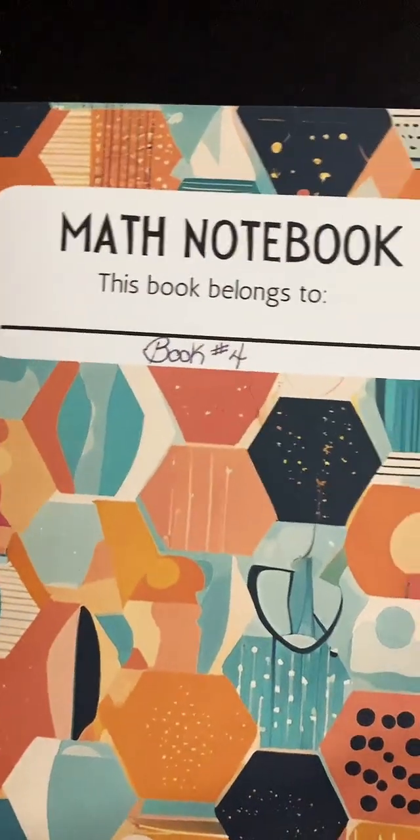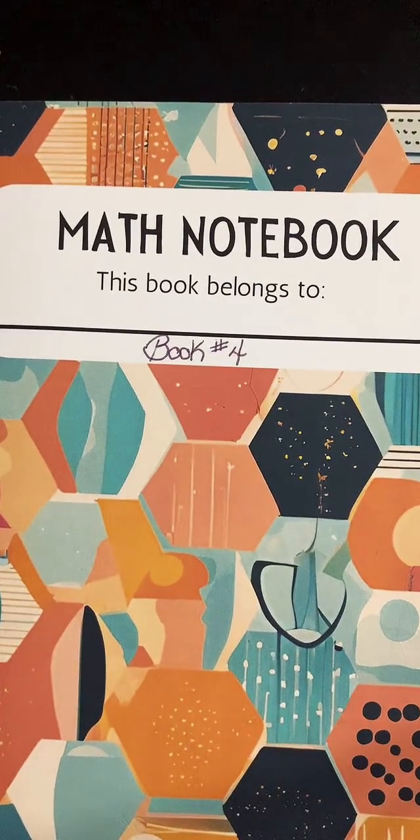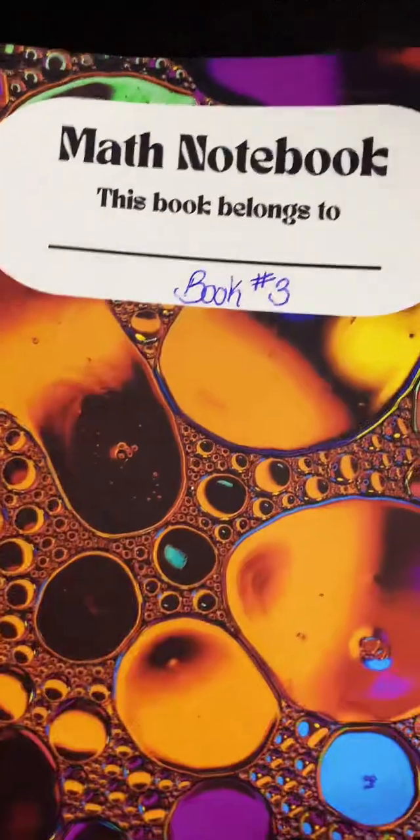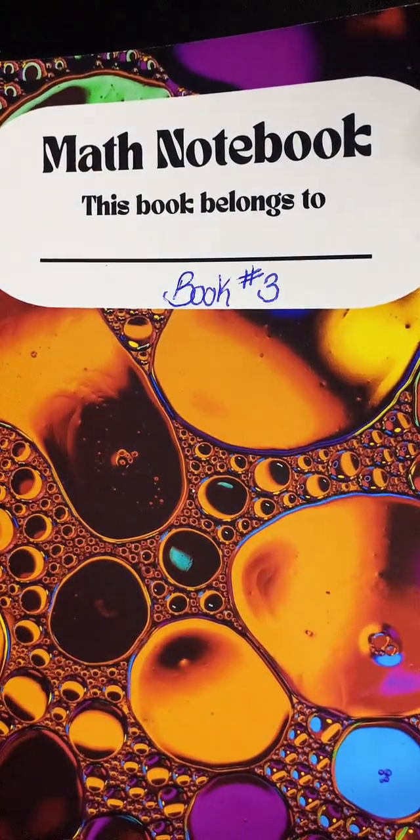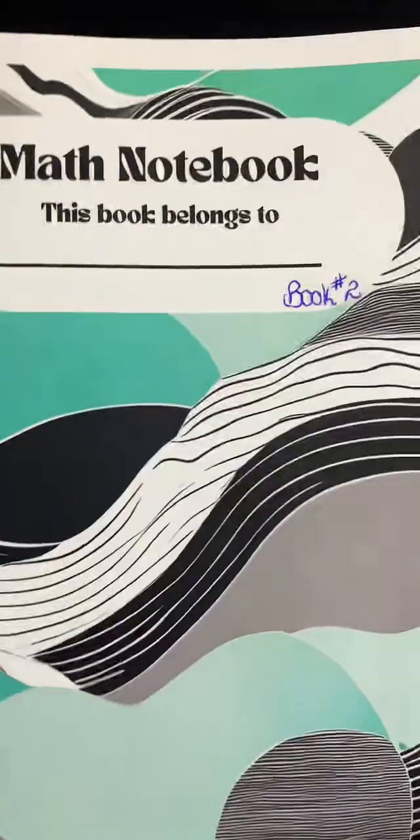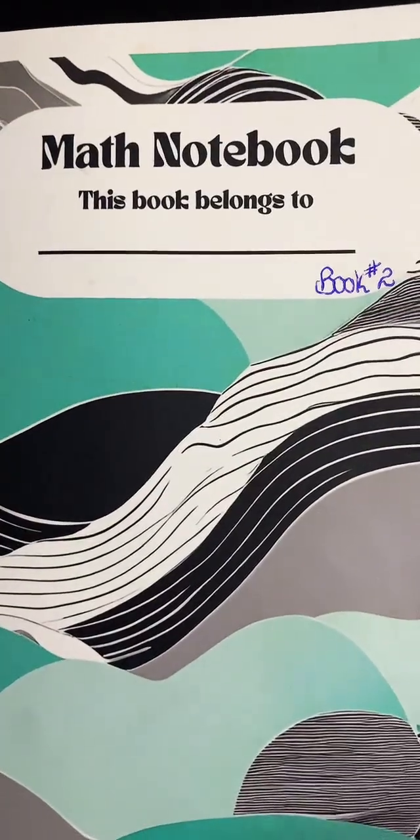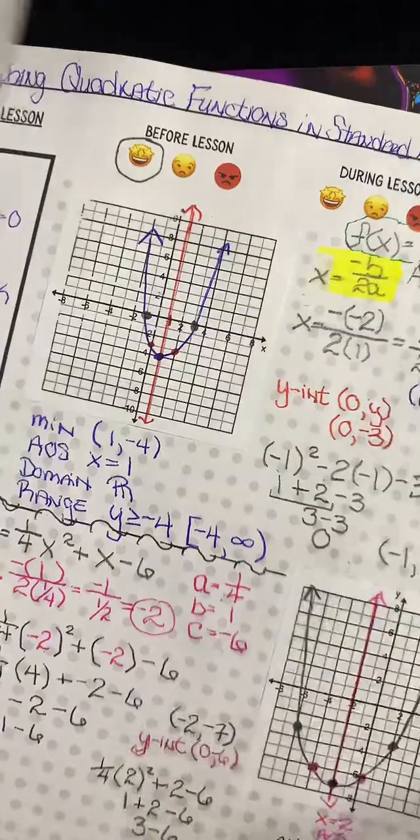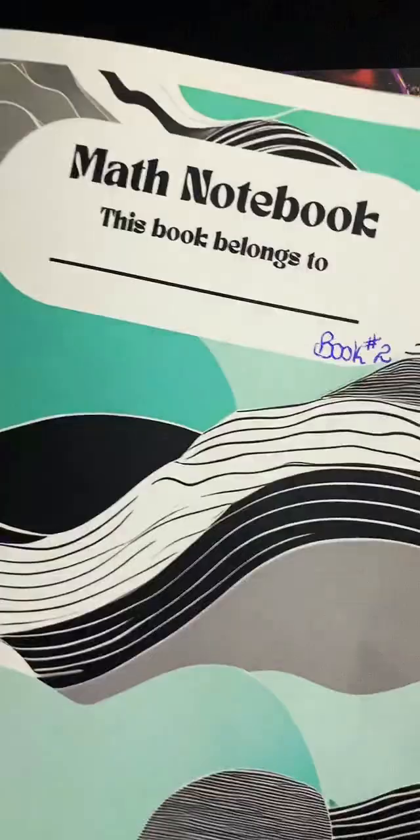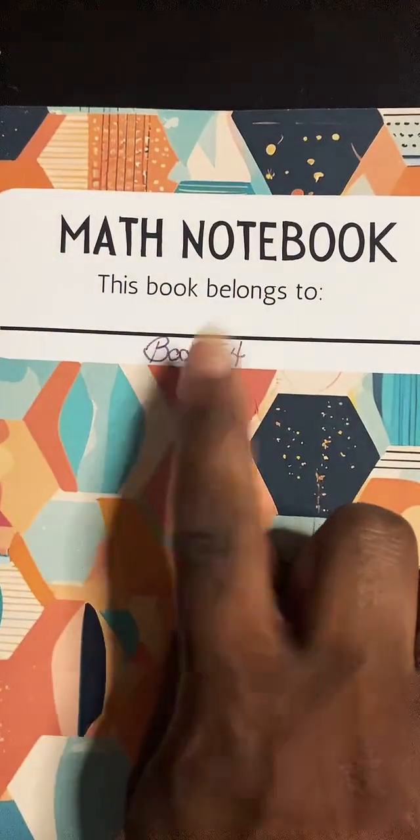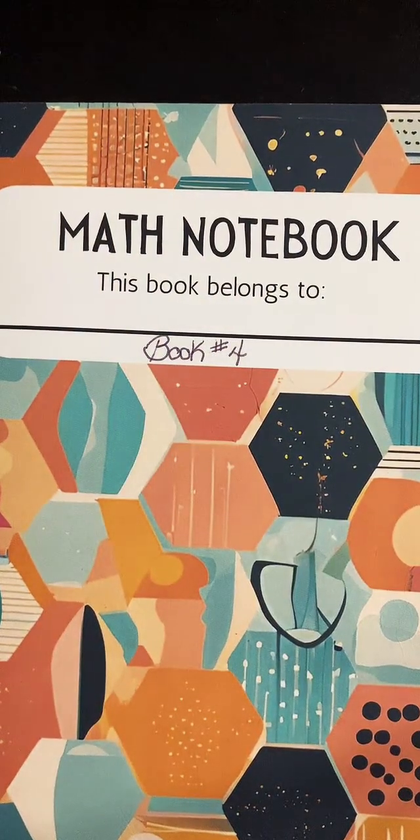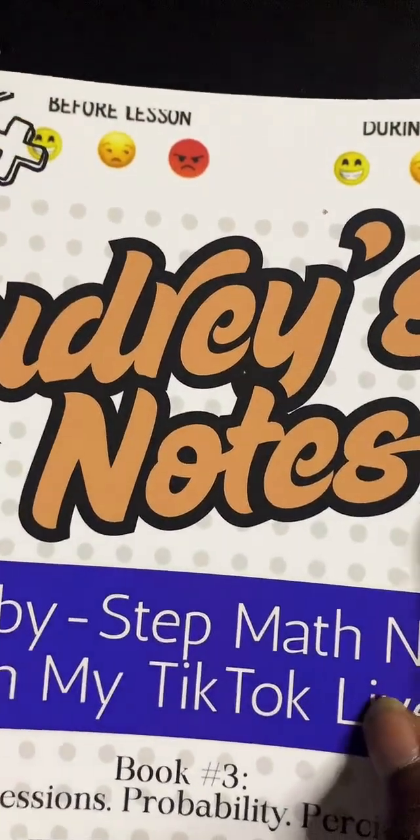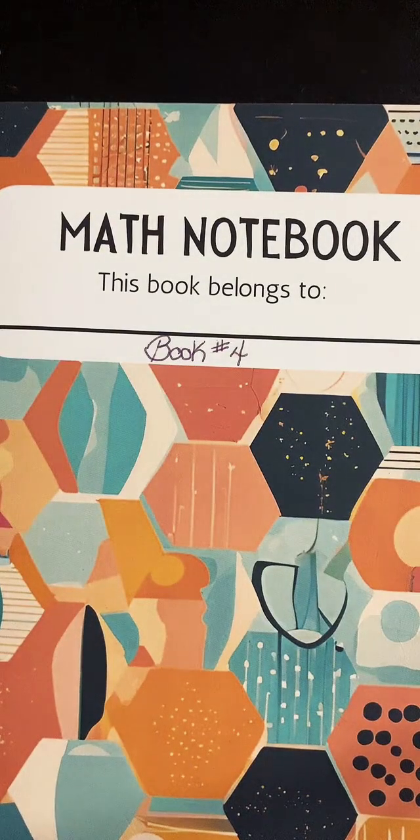All right. So this notebook, I have 3 different covers. This is one cover. This is the other cover. And this is the other cover. So I have 3 covers, but all of them have the same interior. Book 4 is what we're working on. I already have books 1, 2, and 3 ready for Audrey's Notes. So book 4 might be out by next week.